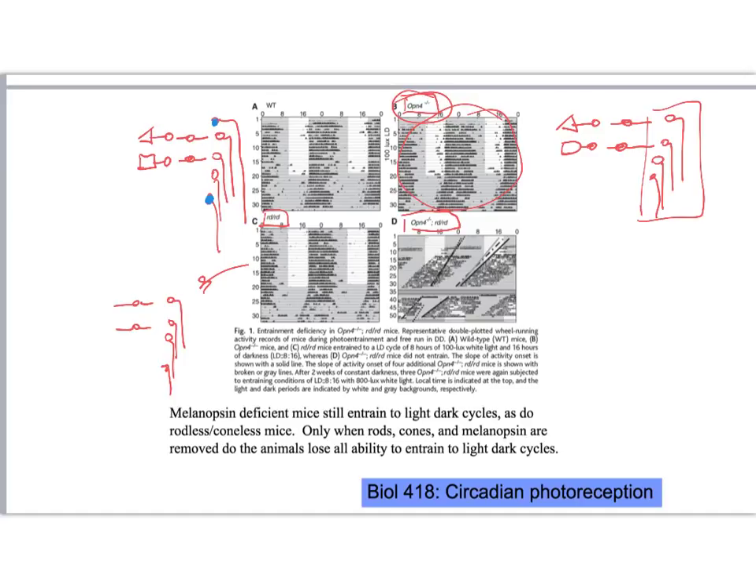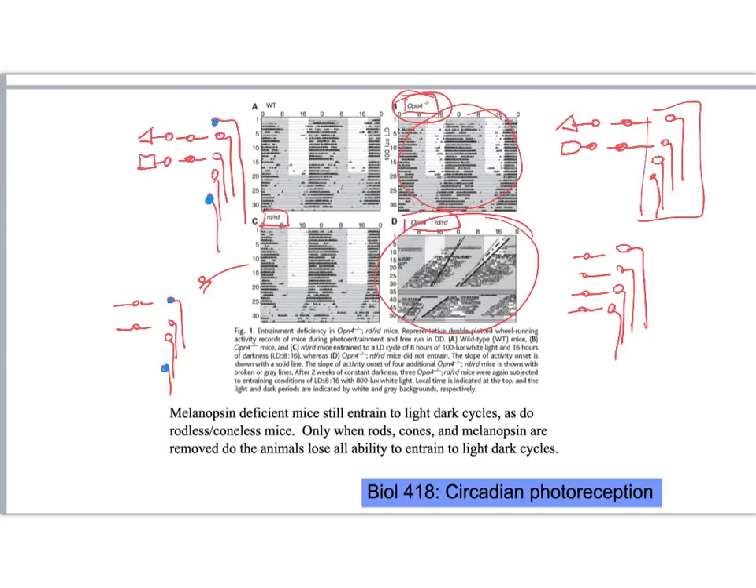Oh, and by the way, in this case, some of the cells have melanopsin, right? So you didn't touch the melanopsin. However, in the fourth case, you have the combination of the two mutations. You remove the rods and cones, and you also remove the melanopsin. And in this case, as you can see, these animals cannot entrain at all.